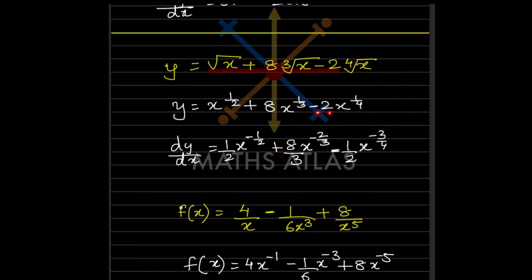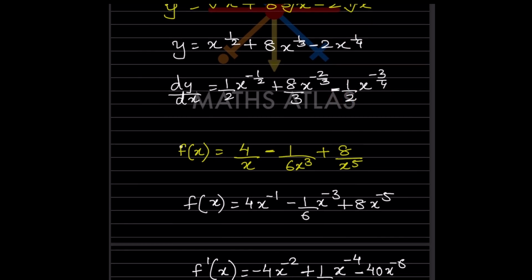So minus 2, sorry, this is 1 by 4. So minus 2 into 1 by 4, x raised to 1 by 4 minus 1, that is going to be minus 1 by 2, x raised to, when you solve this one, minus 3 by 4. So here, how will you write this one?